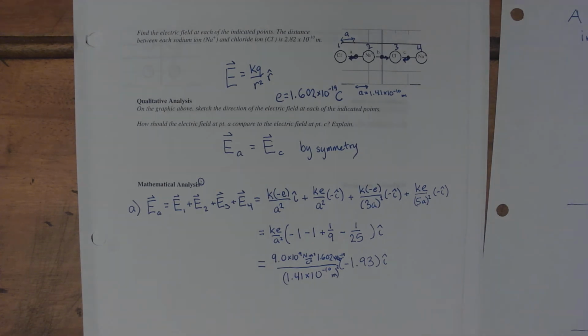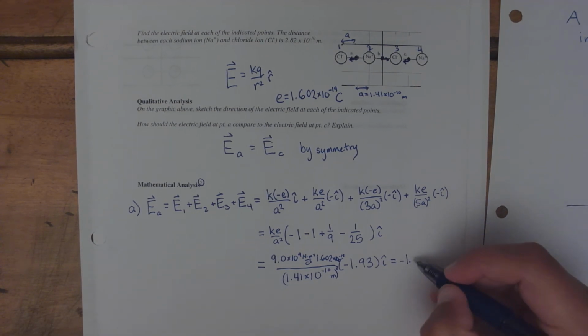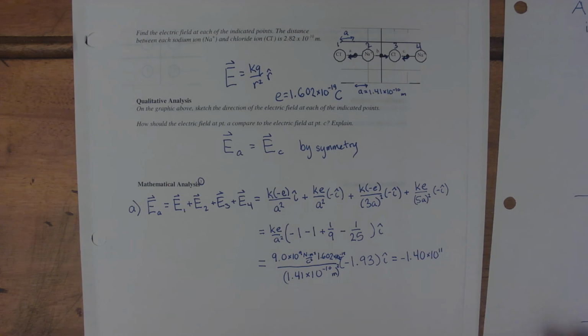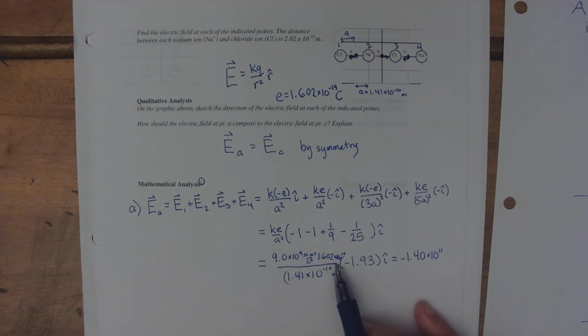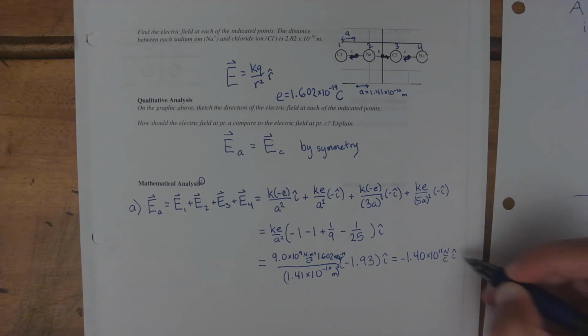You can check your answer. Well, you can't check your answer in the back of the book for this one because they only have the answer for part B. This is negative 1.40 times 10 to the 11th. Let's just check to make sure that the units work out here. So I have meters squared divided by, this is going to be meters squared in the denominator, so the meters cancel out. This is newtons per coulomb squared now times coulomb, which leaves me with 1 coulomb. So that's newtons times coulombs in the I hat direction.